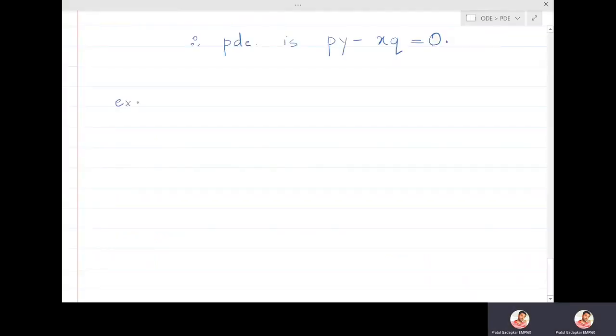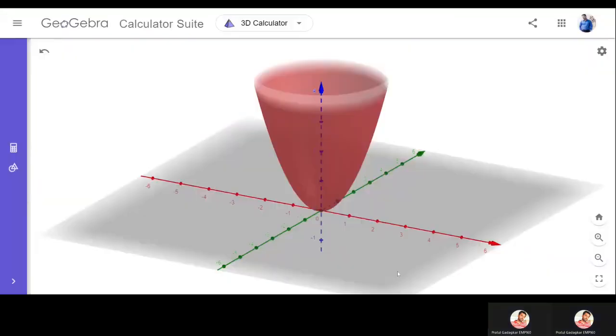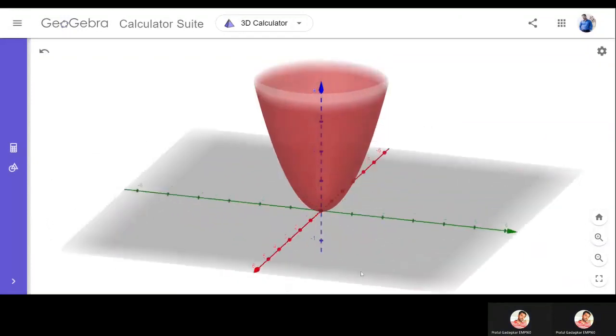Let us take one more example. If I take z is equal to x square plus y square, this directly is z is equal to r square, and therefore the corresponding PDE will be again py minus xq is equal to 0. This is also a very interesting surface. This surface is a paraboloid, as you can see in the figure.